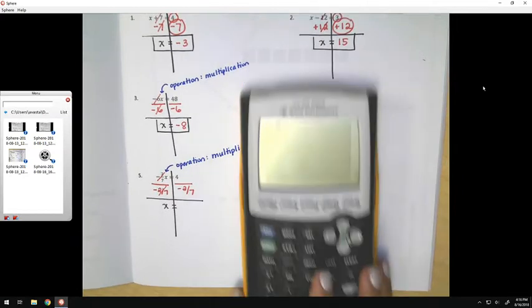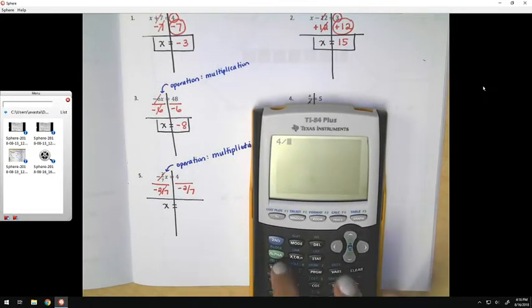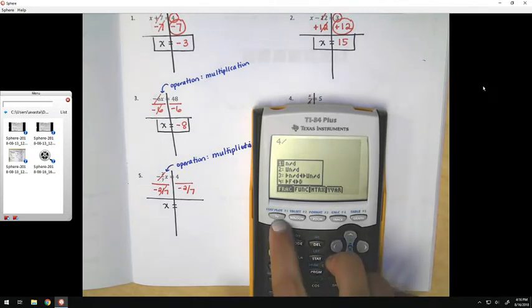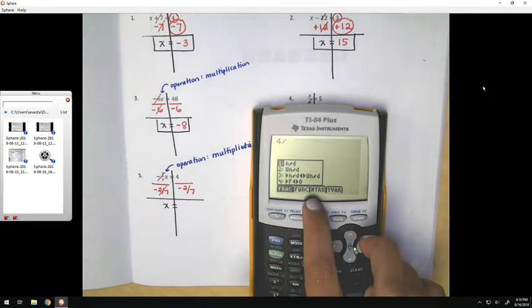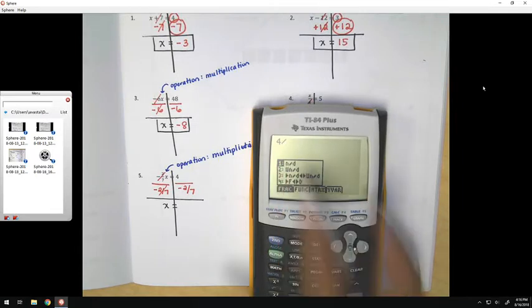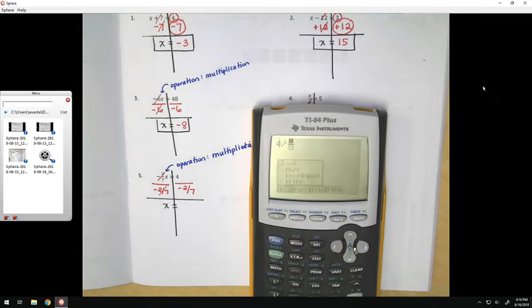Now in order to type in a fraction, I'm going to hit alpha, which is the green button in the upper left corner, and then y equals. This y equals button brings up the fraction menu. That first option right there, numerator divided by denominator, or n over d, is my fraction button, so I'm going to hit enter. And I'm going to type in negative 2 over 7 and hit enter. And I would get negative 14 as my final answer.